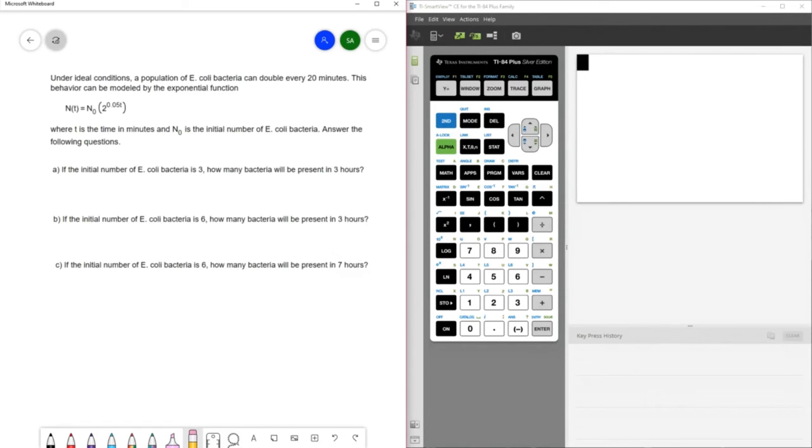So we need to make some changes in order to use the model that's given. We have to be given time in minutes in order to use that model. So since we're given time in hours, we need to make that adjustment to the proper units. So in part A, the initial number of E. coli is 3. So we're going to use the value of 3 in place of N naught. And then our time is 3 hours, but it's in the wrong units. So we need to make the adjustment.